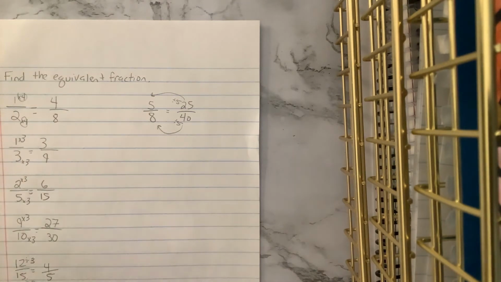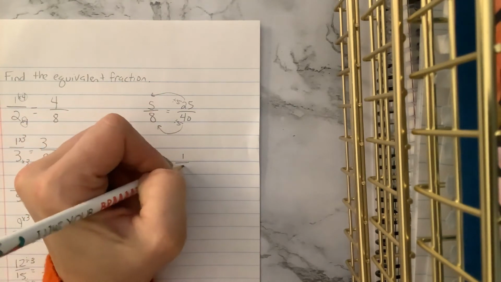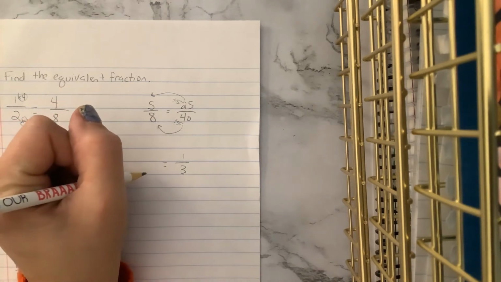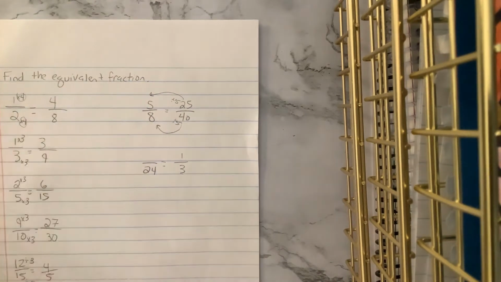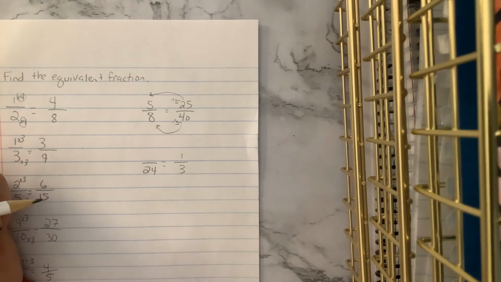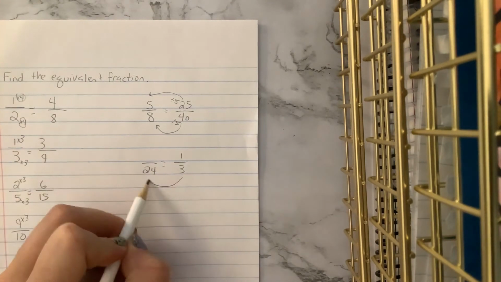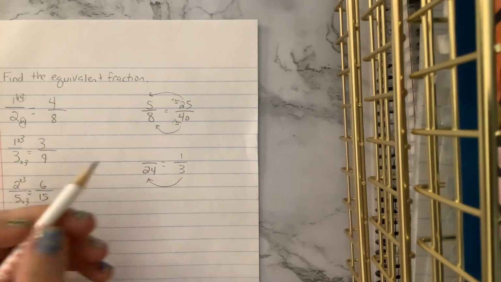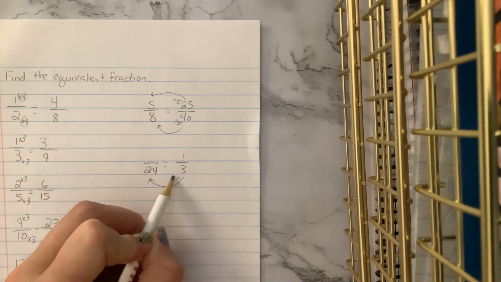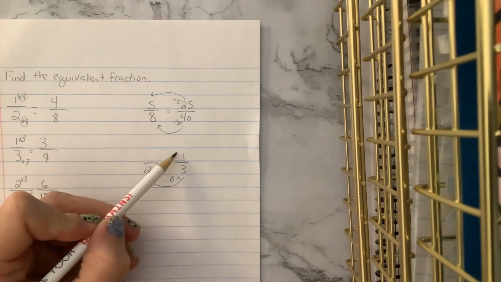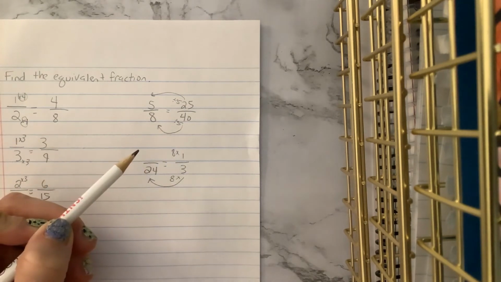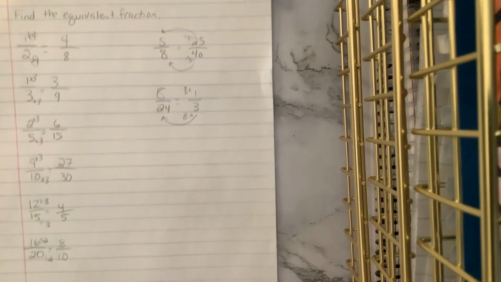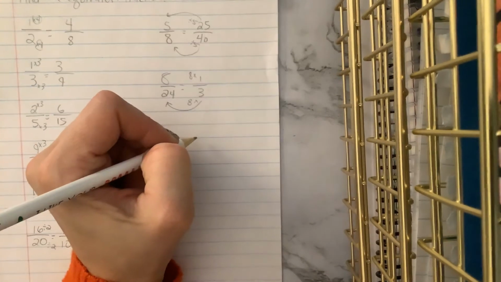Let's do a couple more. Let's say 1/3 equals how many 24ths? So again, we're going right to left. So how do we get from 3 to 24? We're going to do that by multiplying by 8. So multiply by 8, 8/24ths. We're going to do a couple more like this.